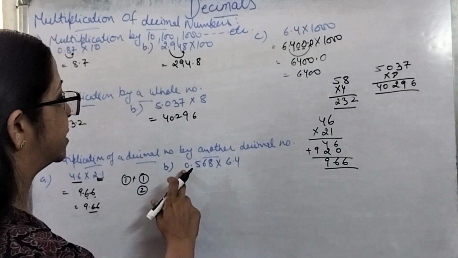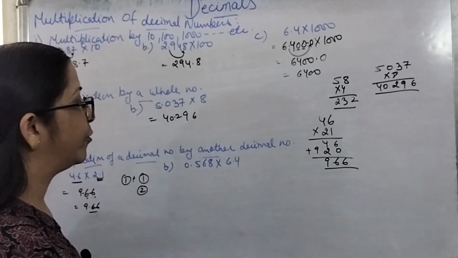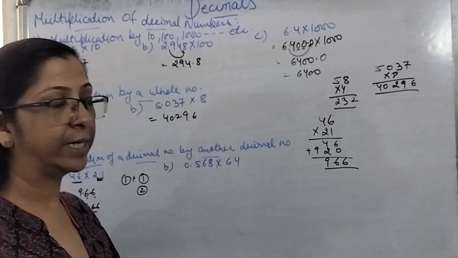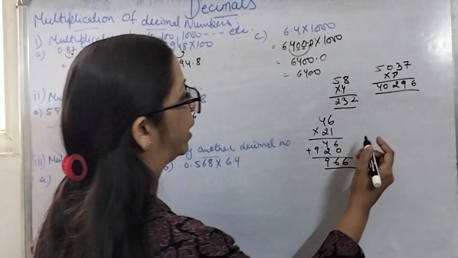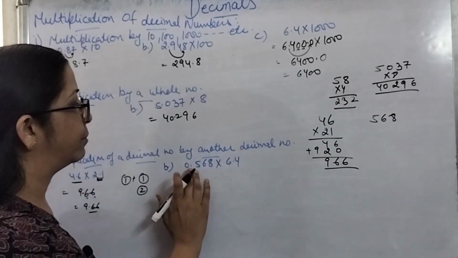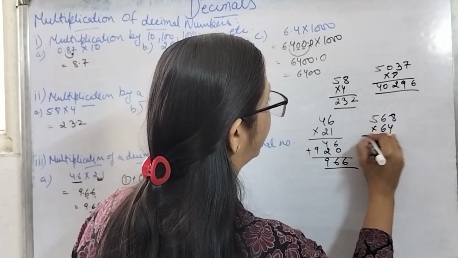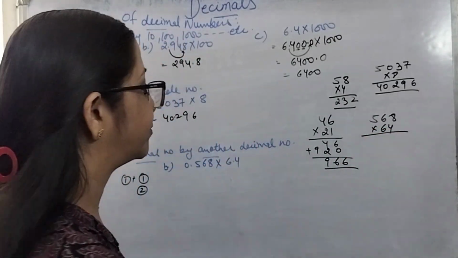Another example is 0.568 to be multiplied by 6.4. Again we are ignoring the decimal. So this will be 568, because the 0 initially doesn't make a difference. So this number is 568 and this number is 64. We will be multiplying these two numbers.